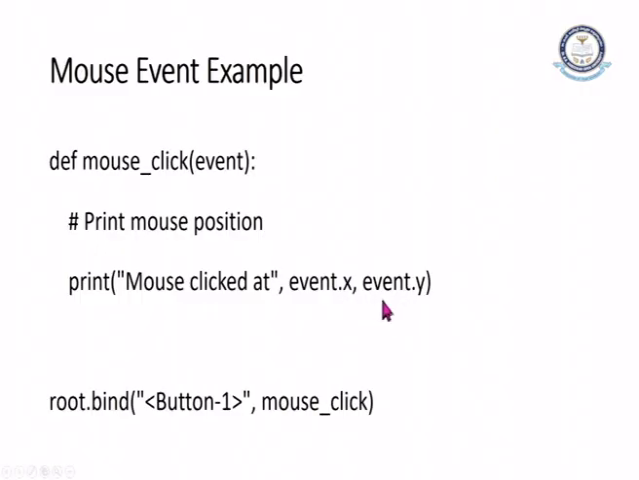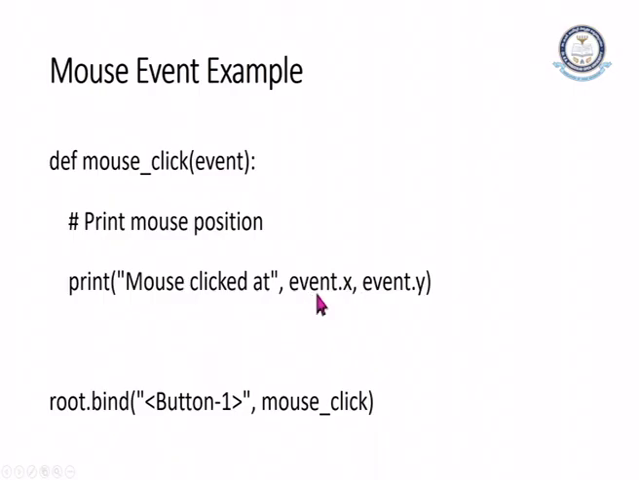So, this is the code related to the mouse event example. Define the mouse click function; event is an object to receive the values. Only one statement I am writing, for simplicity, to understand the concept: print "Mouse clicked" within double quotation marks, so that will be printed as it is, comma, event.x, event.y. This is important in this example.